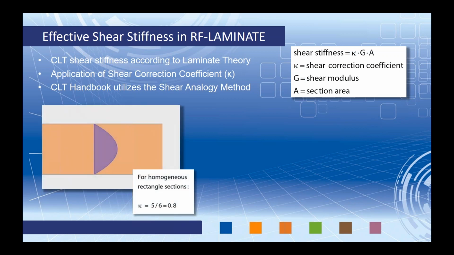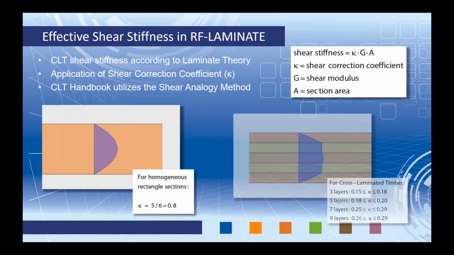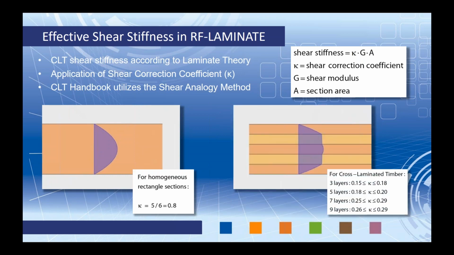Now, when we're looking at a homogeneous rectangular section, it's pretty common to set this shear correction coefficient to 0.8. We can see the shear stress distribution as a parabolic type function. Well, with CLT, we don't have that parabolic type function because it's not a homogeneous section. Therefore, through research, there are some recommendations on what to use for that shear correction coefficient, whether it's 3, 5, 7, 9 layers. We have some ranges here to set that to.